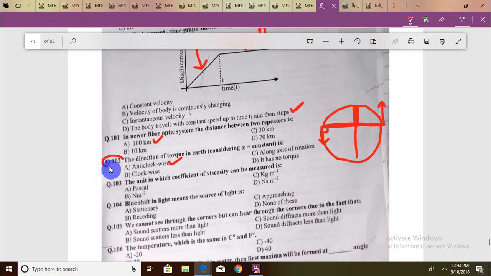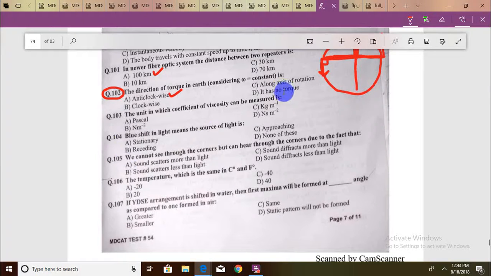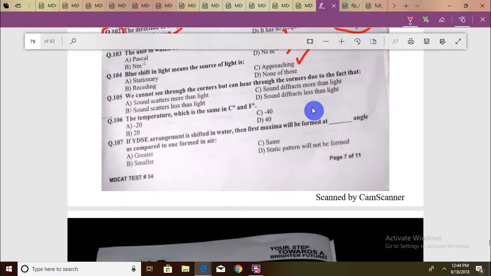So what we've learned so far is that theory is really important in FSc, like in A-levels, so we have to remember stuff like this. Sadly, not part of the syllabus anymore. So blue shift in light means the source of light. Blue shift is the one with the higher frequency and the low wavelength, and what that means is that something is approaching you. You cannot see through the corners but can hear through the corners, because obviously sound diffracts considerably more than light.